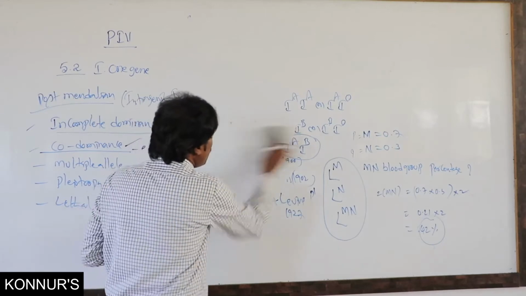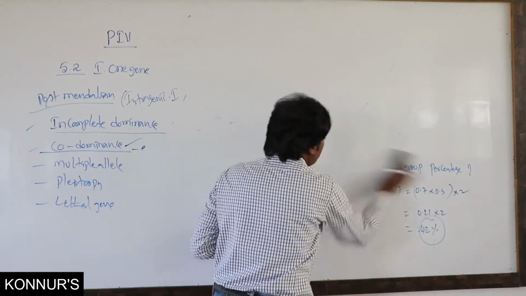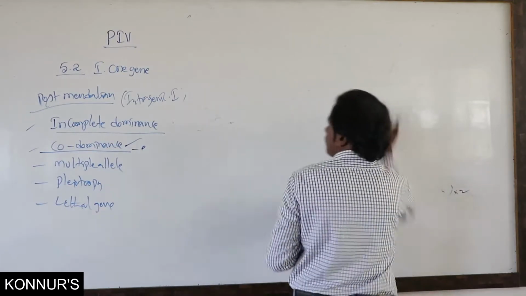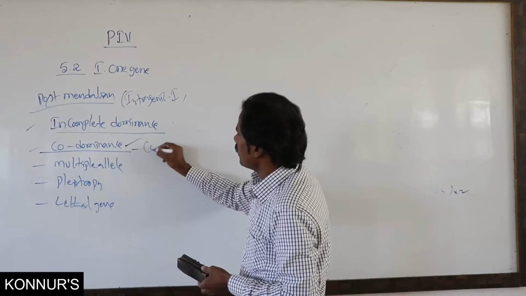Then in these codominants, one more example is coat color of cattle. Here one more example, coat color of the cattle.